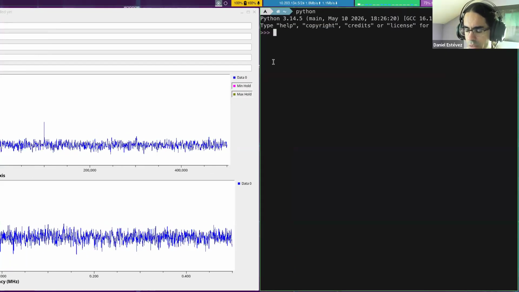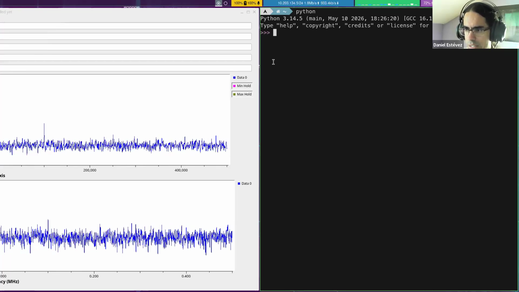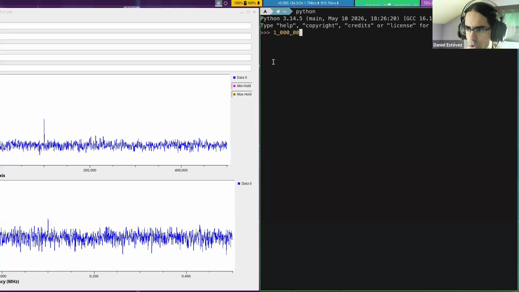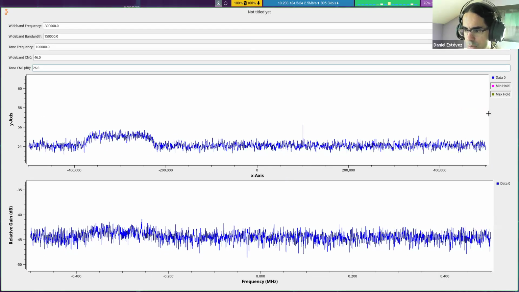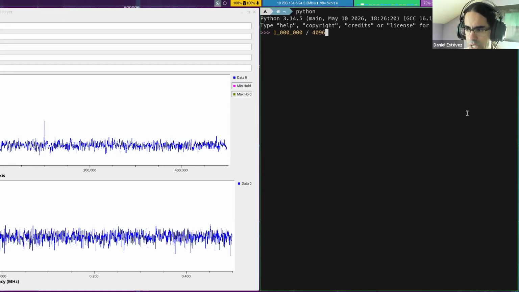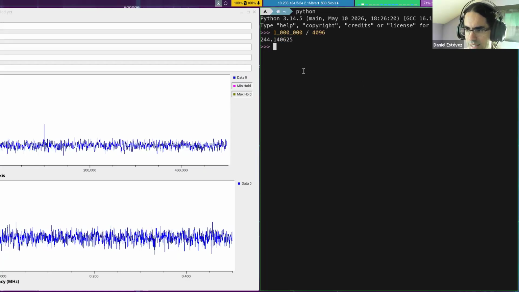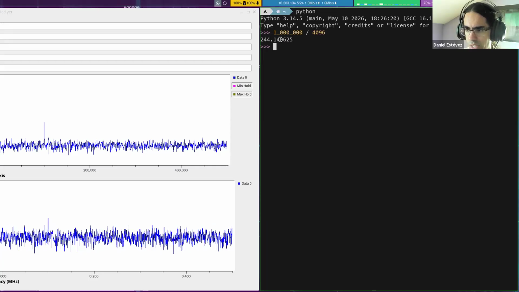For that, I'm going to use Python as a calculator. I could also use, again, a GNU Radio variable, but I think it's easier this way. So my full bandwidth is 1 megahertz. This is what I have here. And my FFT size at the moment is 4096. So that means that each of the FFT bins is 244 point something hertz.